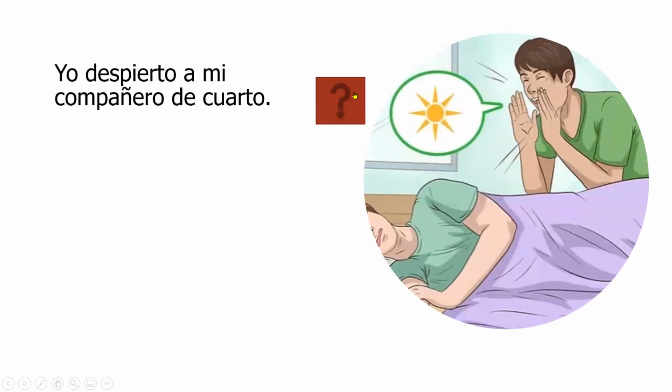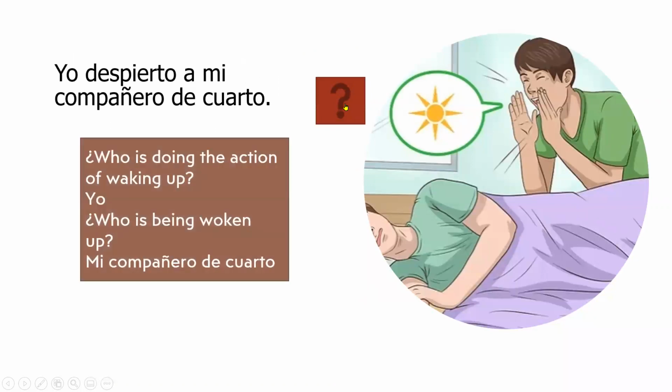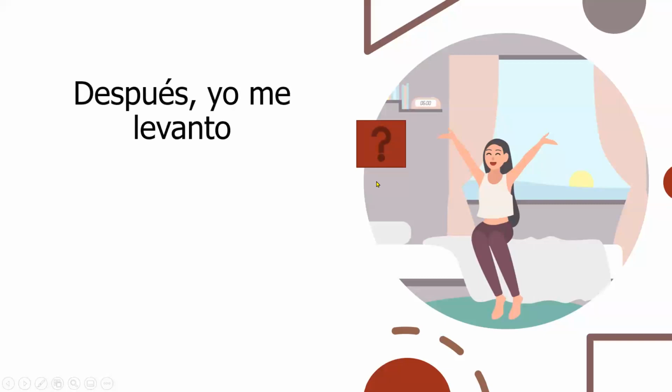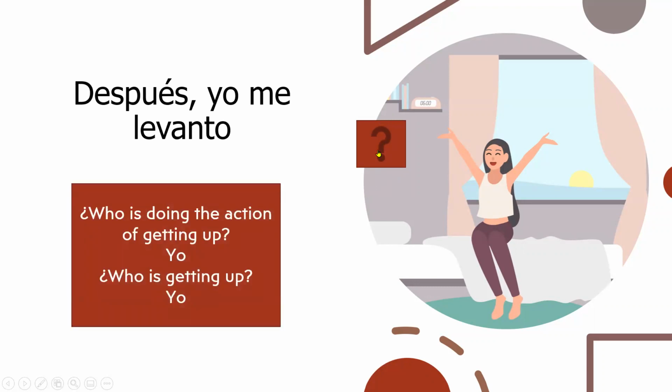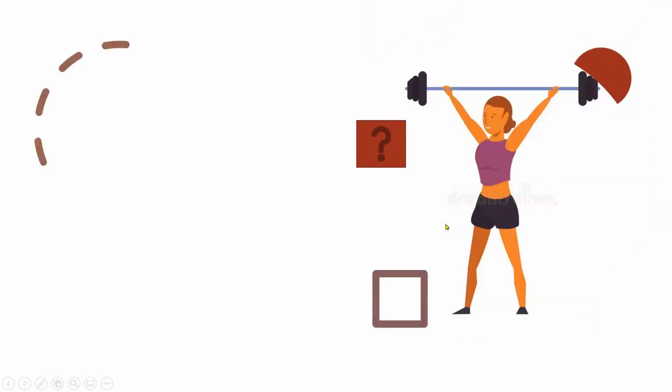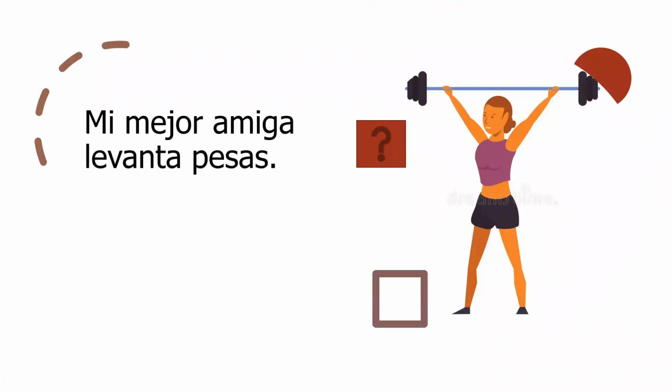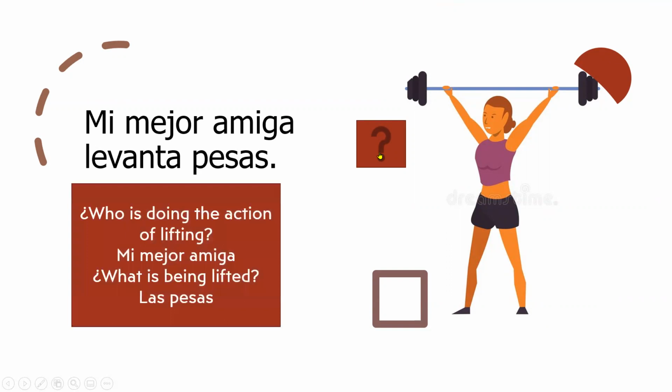Yo despierto a mi compañero de cuarto. Now, who is doing the action of waking up? Yo. Who's being woken up? Mi compañero de cuarto, a different person. So this is not a reflexive verb. This is a non-reflexive verb. Después, yo me levanto. Who is doing the action of getting up? Okay, yo. Who is getting up? Yo también. So this is a reflexive verb. Mi mejor amiga levanta pesas. So who is doing the action of lifting? Mi mejor amiga. What is being lifted? Las pesas, the weights, okay?